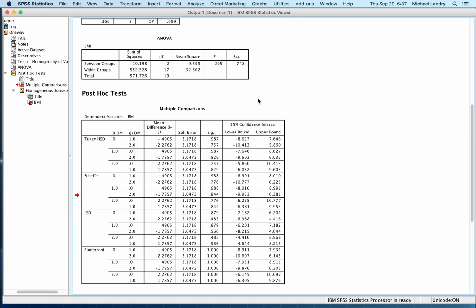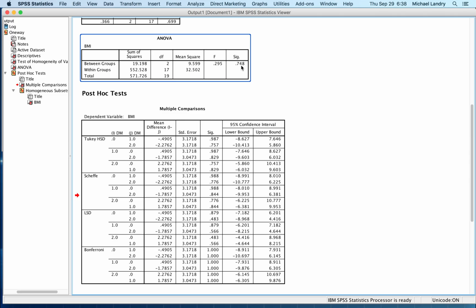So when we ran the ANOVA, we noticed in this example that we had a significance of 0.748, meaning the difference between the groups was insignificant. But imagine if we did have a value that was below 0.05, indicating that there is a significant difference in these three groups. The question you might then ask is, well, where is that difference?